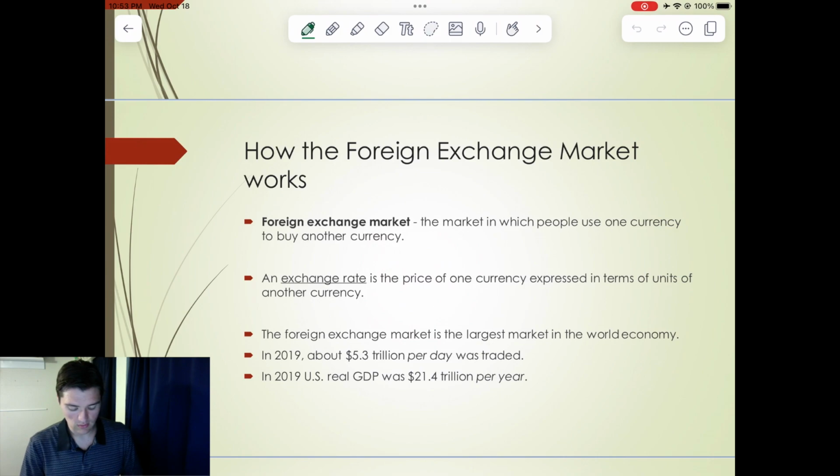In 2019, U.S. real GDP was 21.4 trillion per year. So when we're looking at the foreign exchange, we're looking at all currencies, and all currencies are being traded every day. Yeah, there's a lot of money moving around every single day.